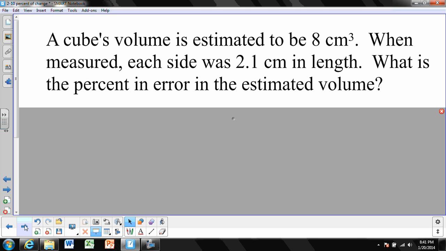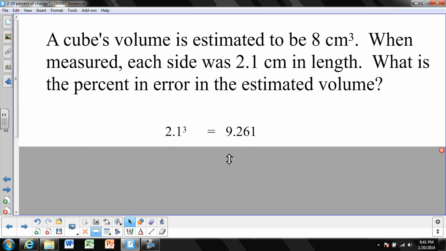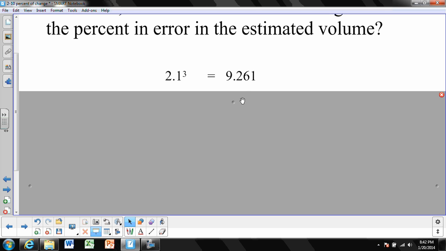Keep it simple though. A cube's volume was estimated to be 8 centimeters cubed. When measured, each side was 2 1/10 centimeters in length. What is the percent error in the estimated volume? Well, the first thing we have to figure out is the actual volume. Since it's a cube, we're going to cube the sides: 2 1/10 times 2 1/10 times 2 1/10. And our answer is 9 261 thousandths.